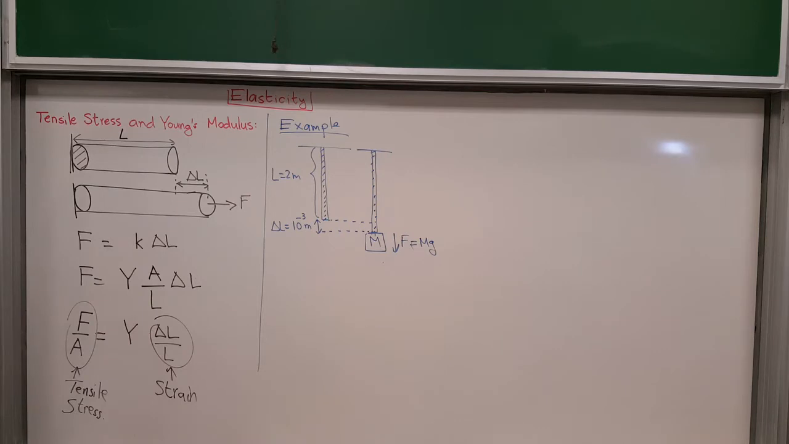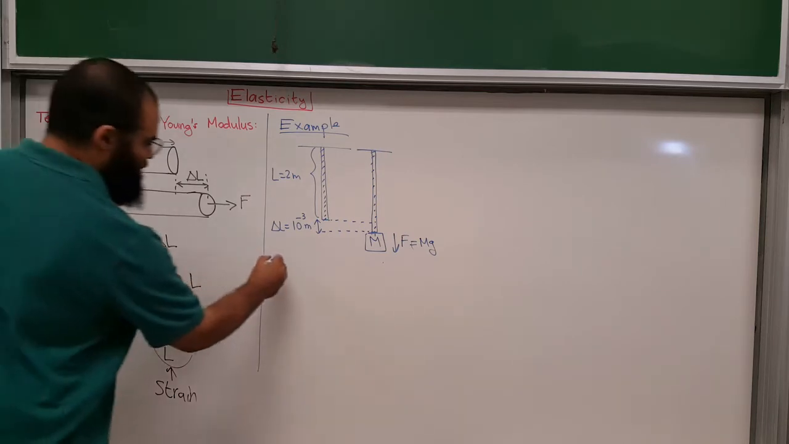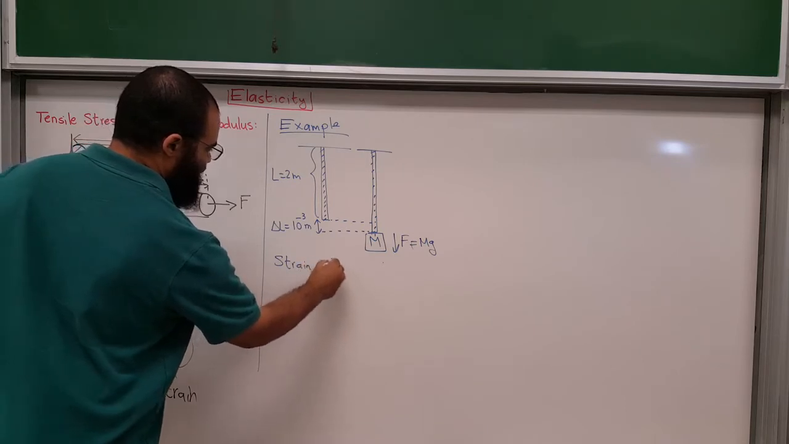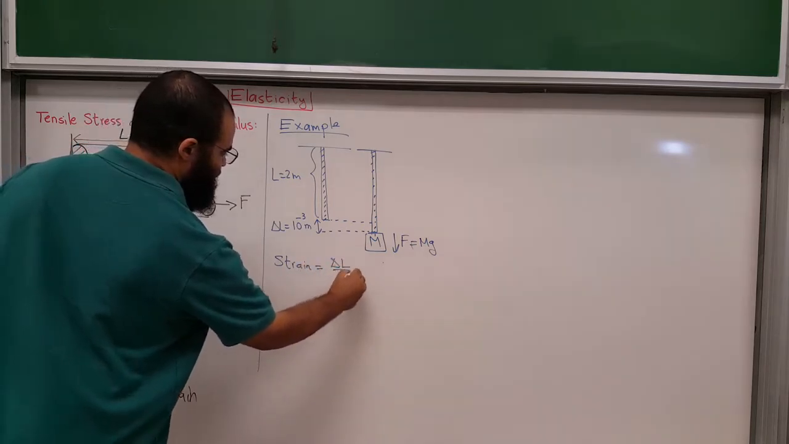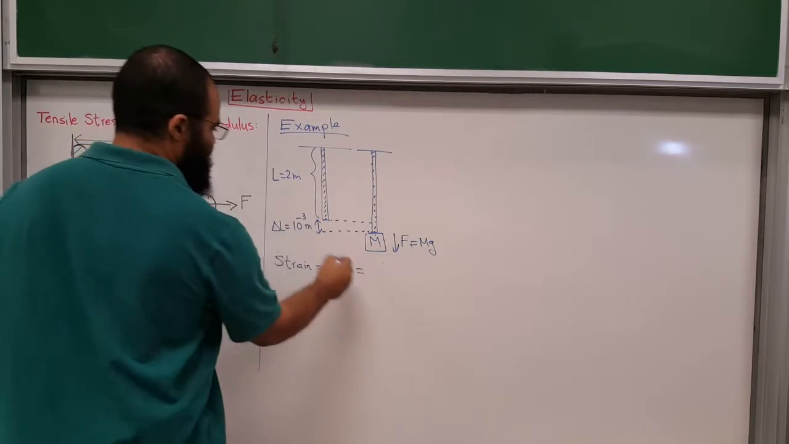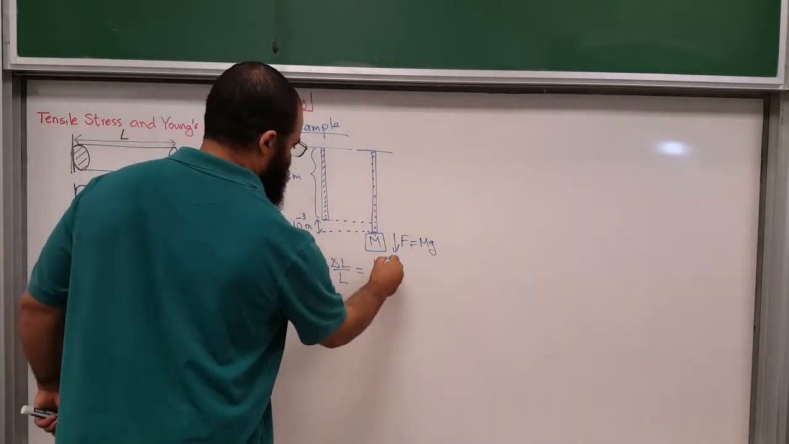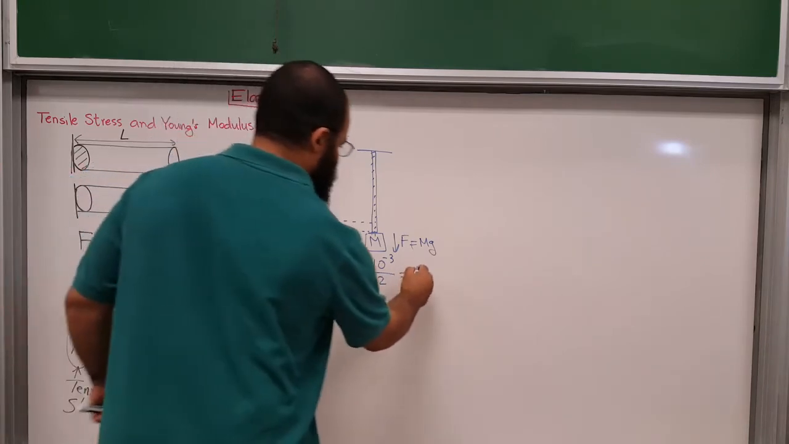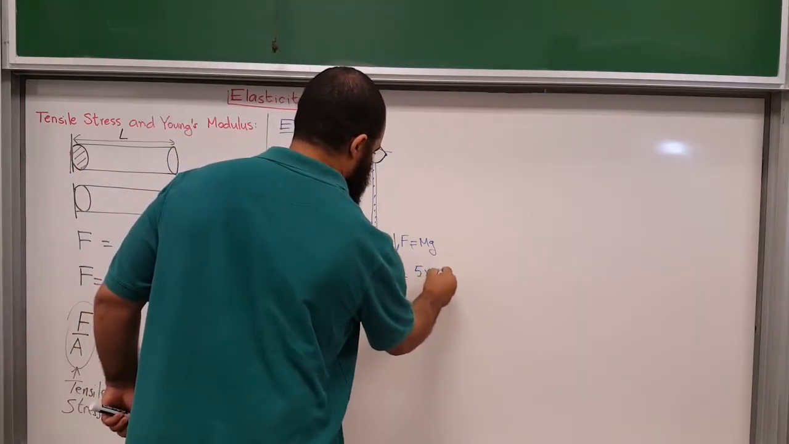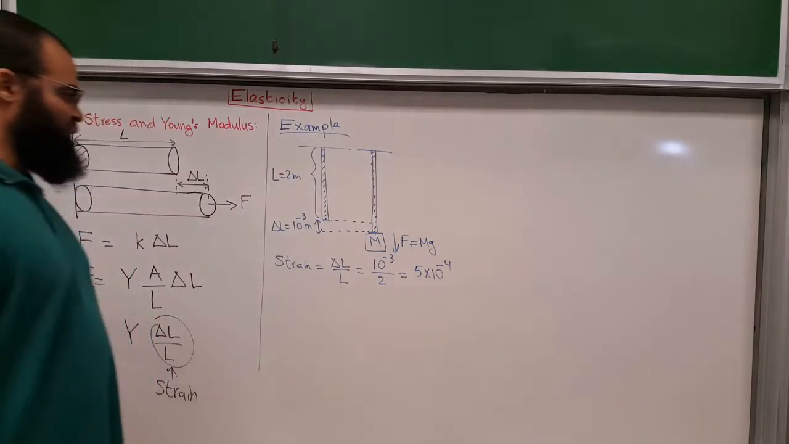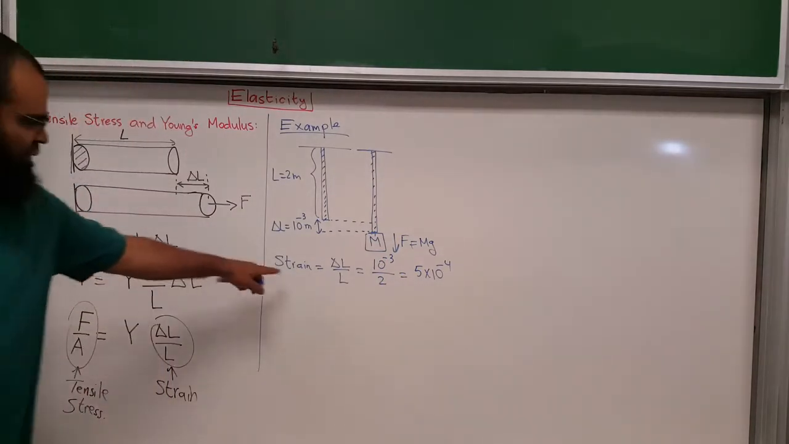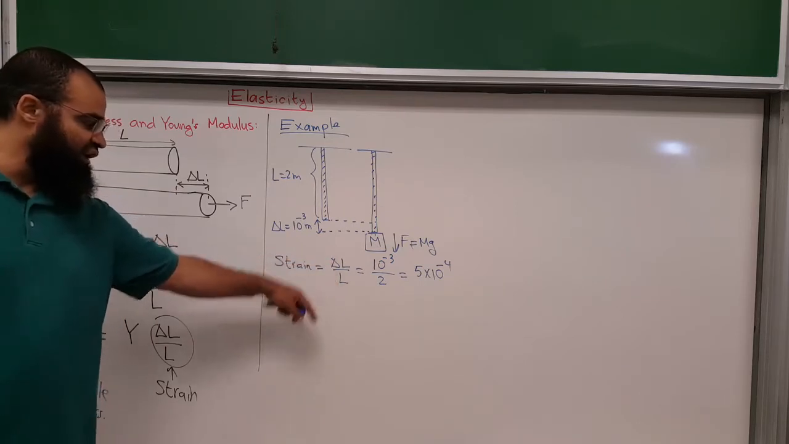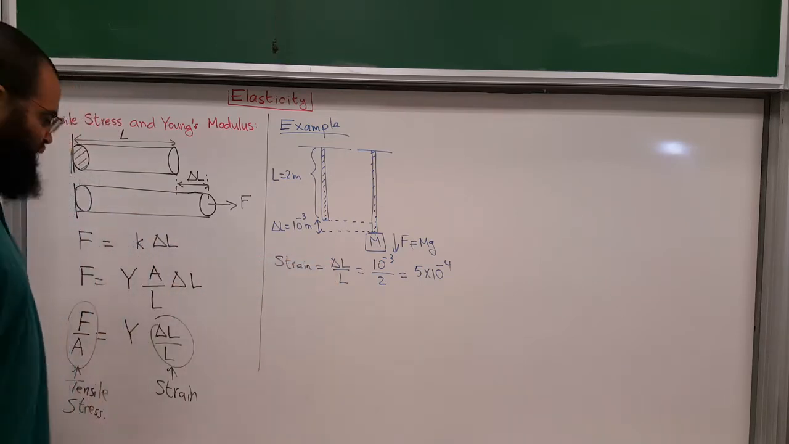Okay? And so we will say here, the force over area will equal Young's modulus times delta L over L. And so let's calculate the strain. Strain is delta L over L. And delta L is 10 to the minus 3 over 2, and so that is 5 times 10 to the minus 4. Okay? And notice the strain is dimensionless. Delta L is in meters, and L is too, both have dimensions of length, so it cancels.